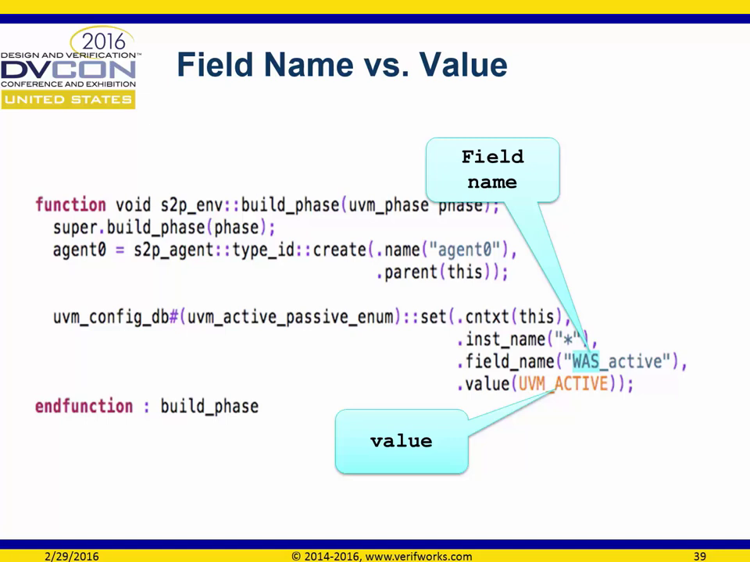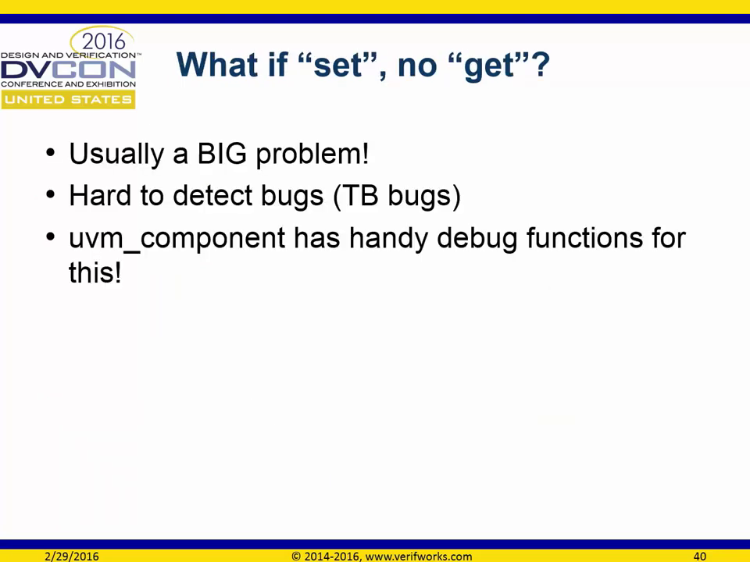What happens now if this doesn't match? Let's go over that. This is a big problem. Okay, you run, and it's very hard to detect what happened. There are some handy debug functions. Some of them you already know, and some of them we'll cover.